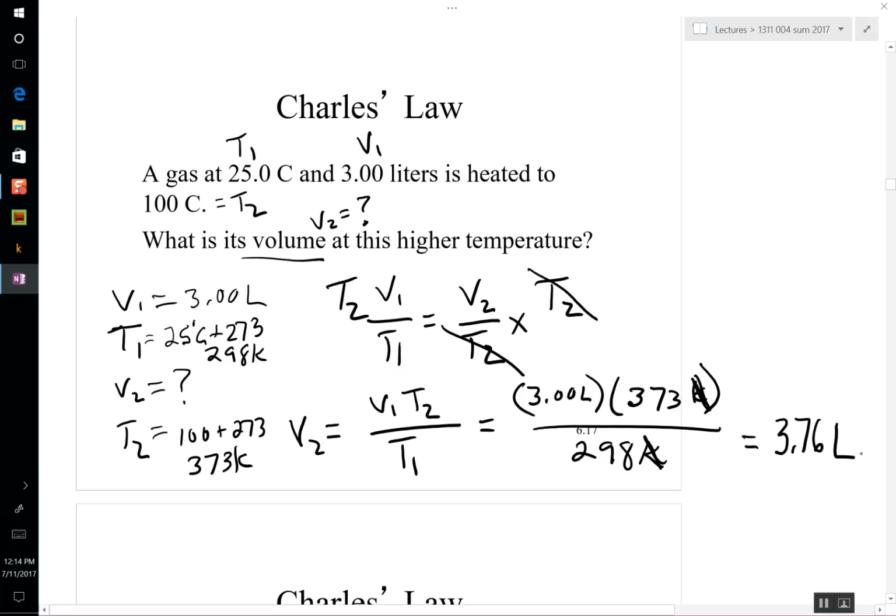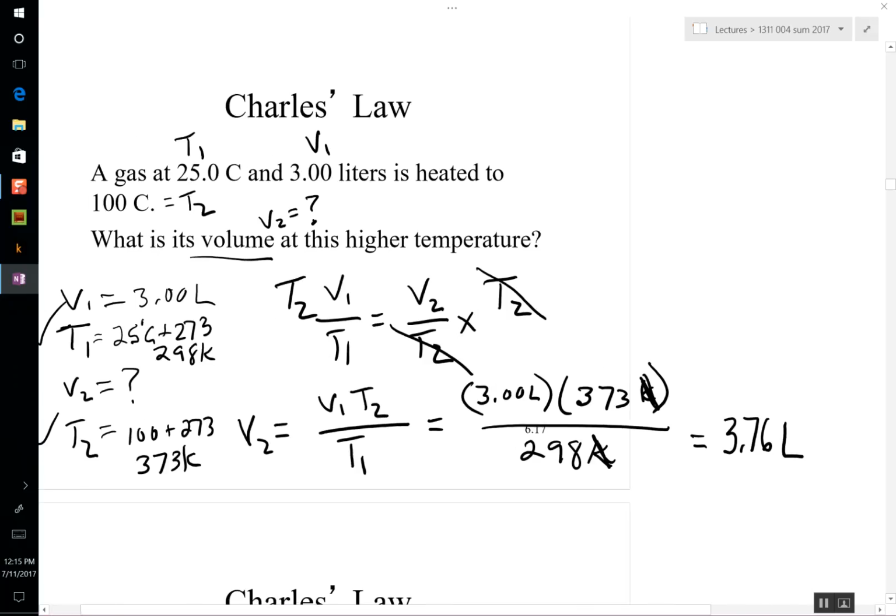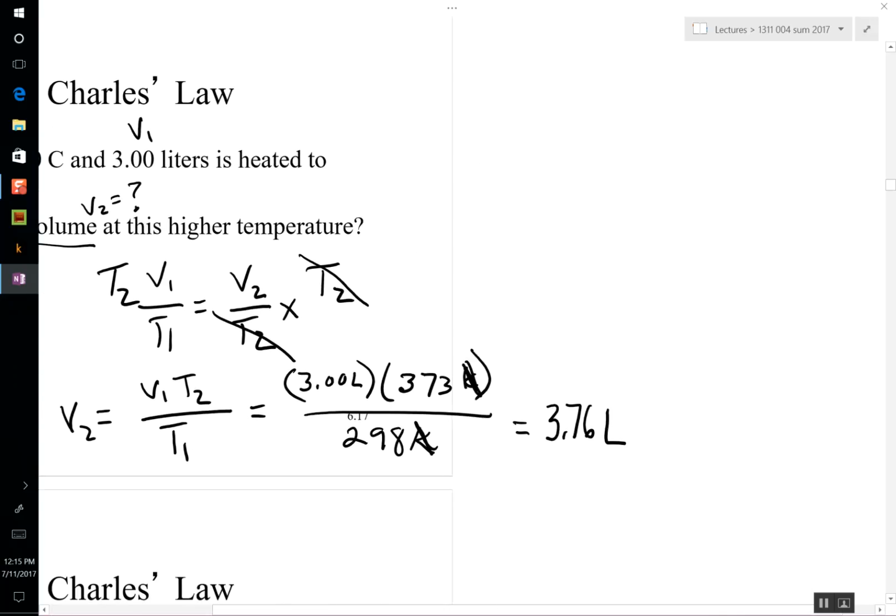Okay, before we pick out another problem, let me just say this. Let's pretend there's a skeptic in this audience who says, why did we go to all this trouble to convert to Kelvin, and why does it even matter? So let's do this problem, and let's keep centigrade.